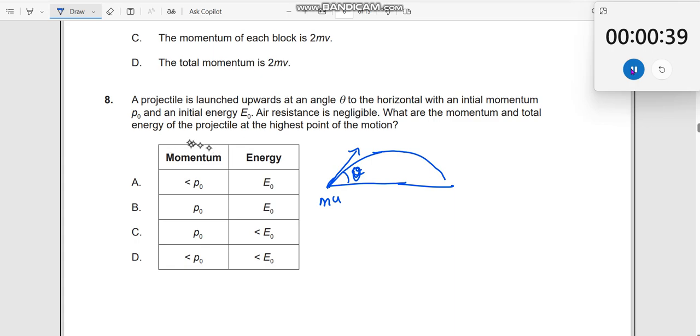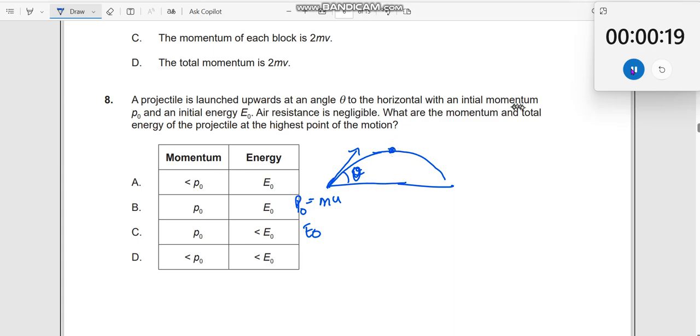And with a P naught, okay. With an initial energy E naught, okay. So initial energy E naught. Air resistance is negligible, which means what? The energy will not change. See here, it could be kinetic entirely. As it keeps on going, kinetic plus potential. When it reaches the top also, it will be kinetic plus potential. So this is what can happen.